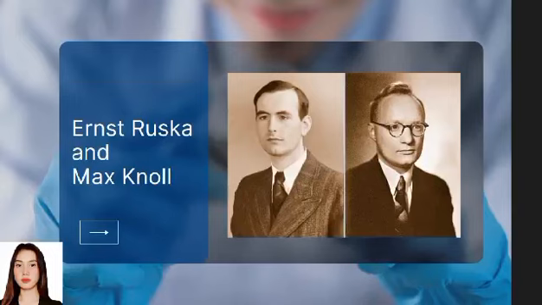So we have here Hans Busch. He invented the first electromagnetic lens in 1926. And although he allegedly filed a patent for an electron microscope in 1928, he did not construct the microscope. Next, we have here Ernst Ruska and Max Knoll. They are a physicist and an electrical engineer from the University of Berlin, who created the first electron microscope in 1931.